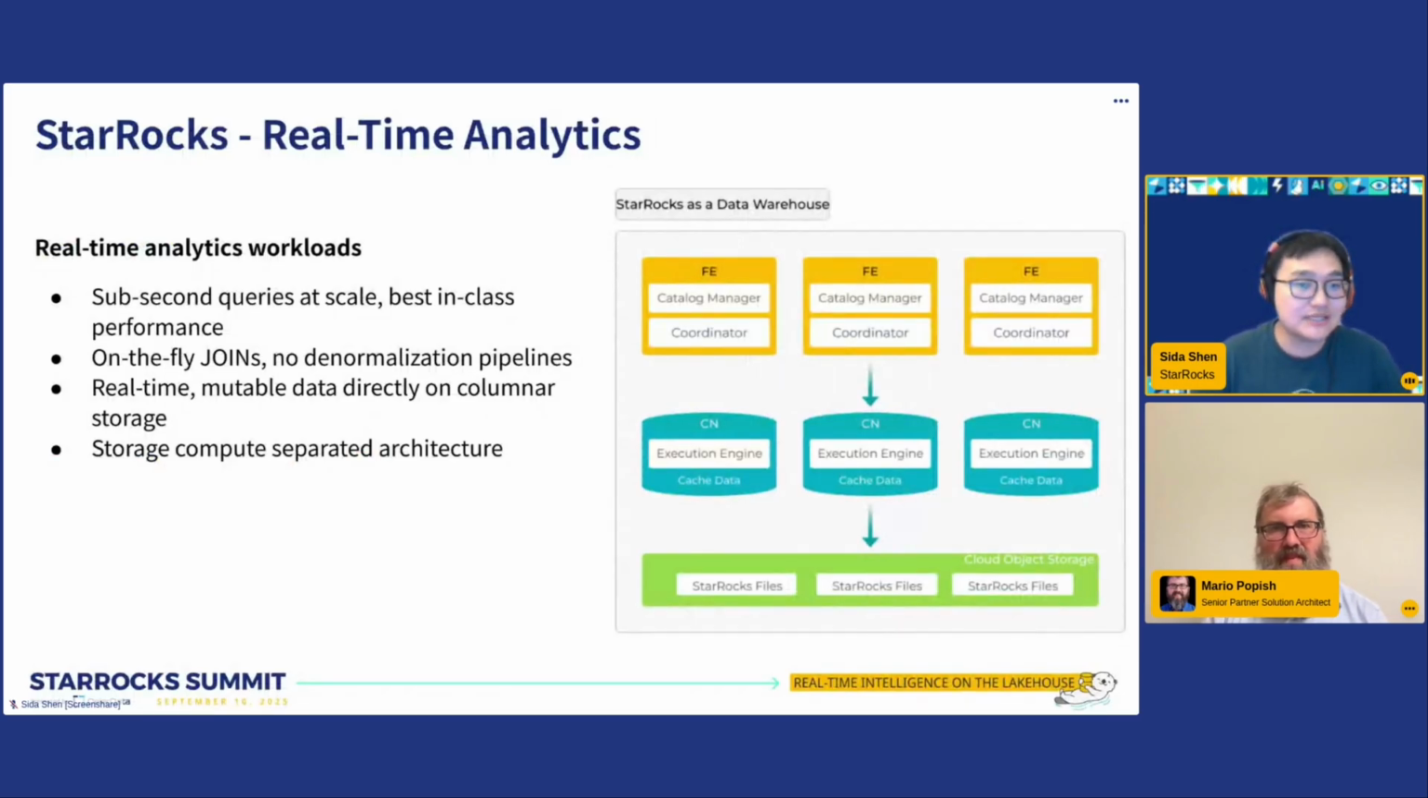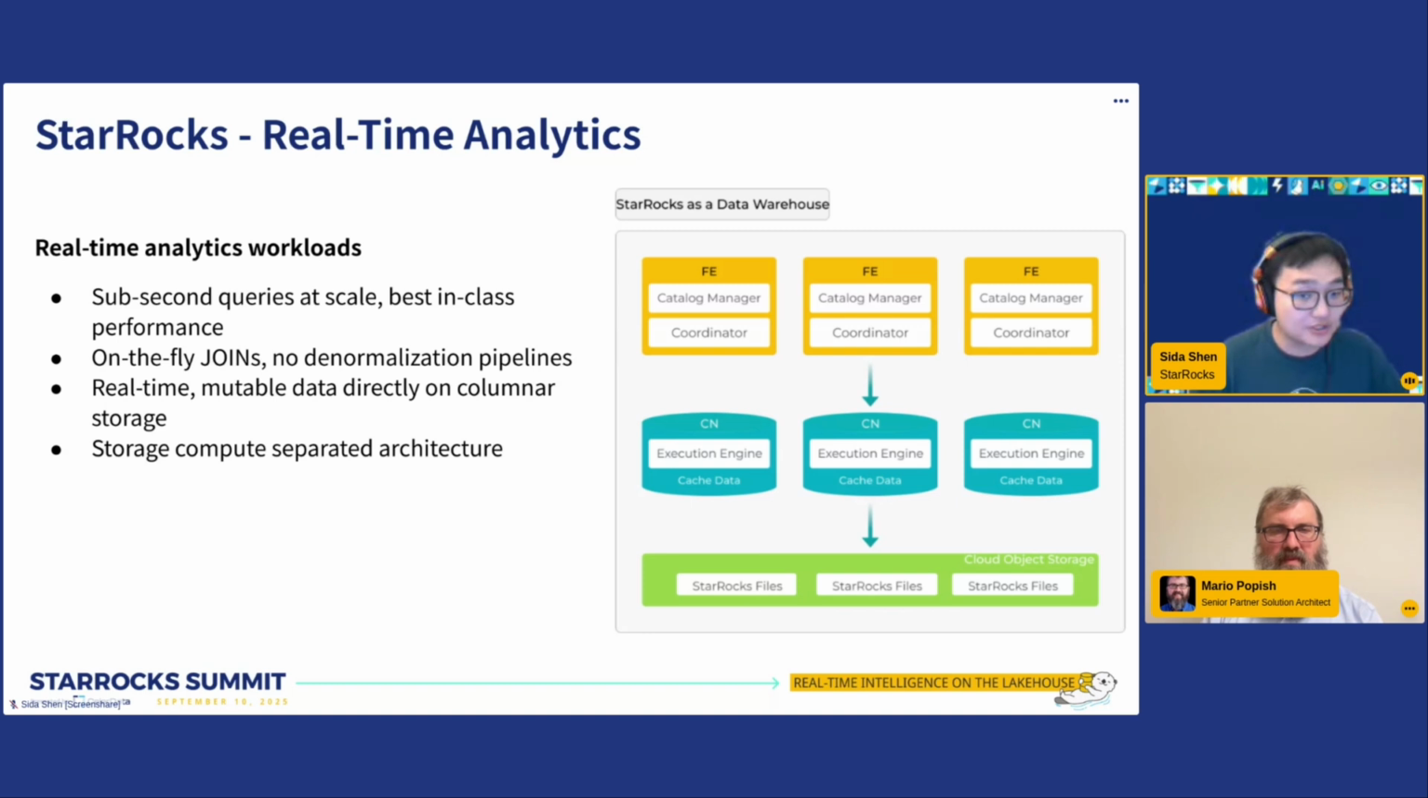So StarRocks is an Apache licensed open source query engine and data warehouse, right? It can be used as a data warehouse for real-time analytics workloads. Its storage engine enables real-time mutable data directly on its columnar storage, around 10-second data freshness, even with mutable data. Sub-second query performance at scale, best-in-class query performance.